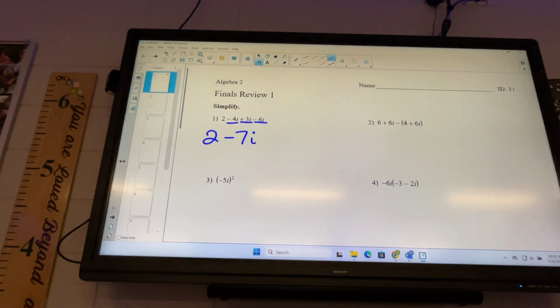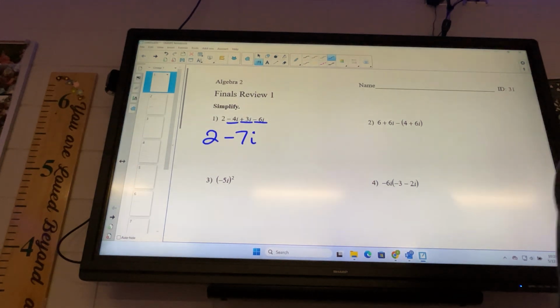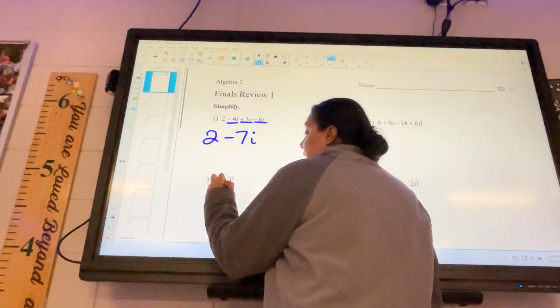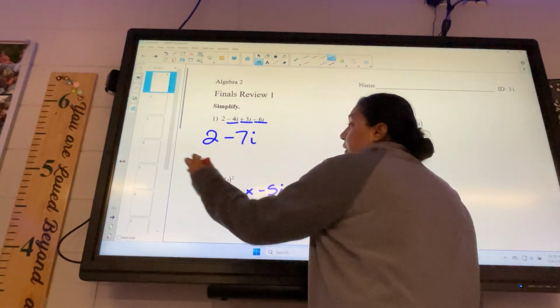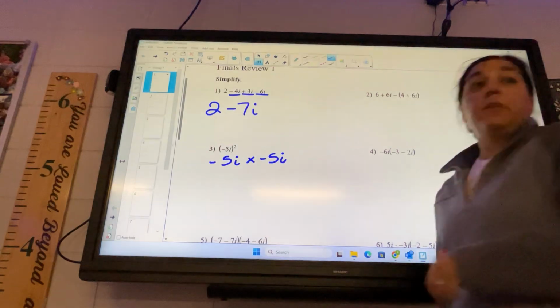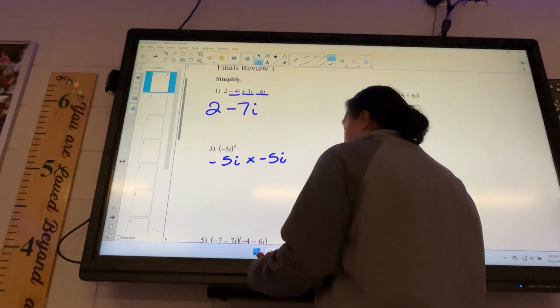Okay, number 3 says -5i squared. What does squared mean? It means times it by itself. So it really is going to look like this: -5i times -5i. If it had to the third, then we would add a third one. If it had to the fourth, we would do it 4 times. So what is -5 times -5? Use your calculator. It's 25.